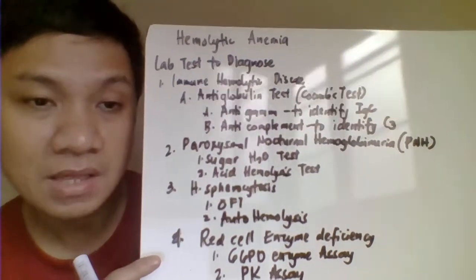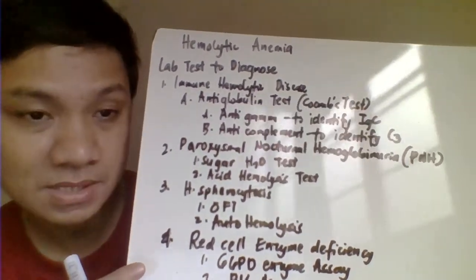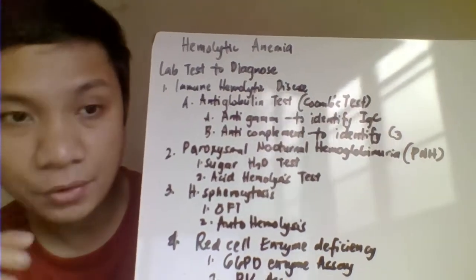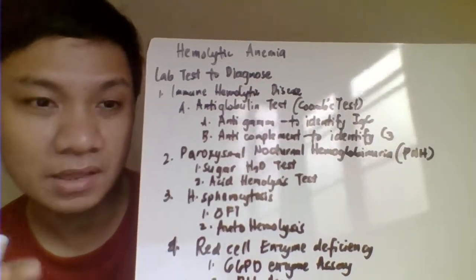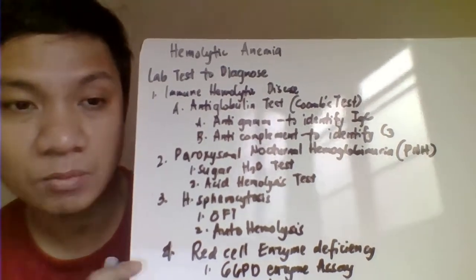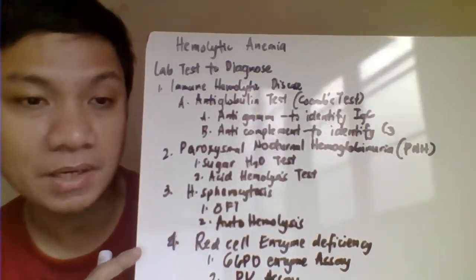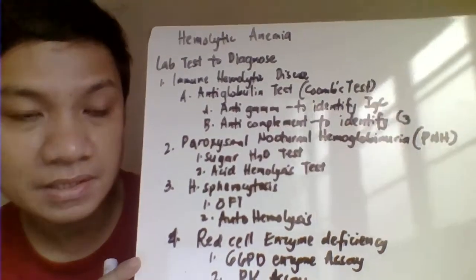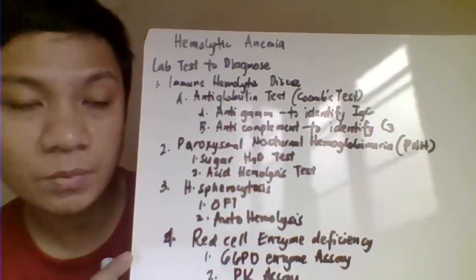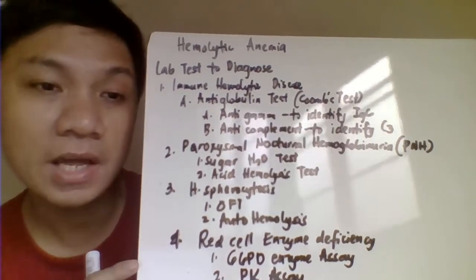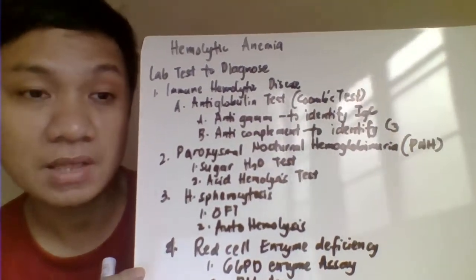We just need to determine the concentration of each of the enzymes. So if the concentration is decreased or below the normal values, then that would identify that the patient has a deficiency for that particular enzyme. For example, glucose 6-phosphate dehydrogenase deficiency: if the patient has a decreased concentration of glucose 6-phosphate dehydrogenase, then we diagnose someone to have a glucose 6-phosphate dehydrogenase deficiency.